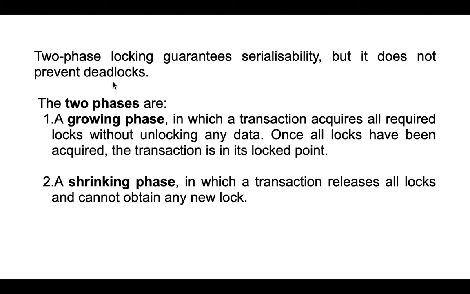Keep this in mind: binary locks and shared and exclusive locks didn't guarantee serializability, nor did they prevent deadlocks. Serializability is guaranteed by two-phase locking, but deadlocks cannot be prevented even by two-phase locking. You may get questions like justify that two-phase locking guarantees serializability with an example. We'll shortly be seeing an example for the same.